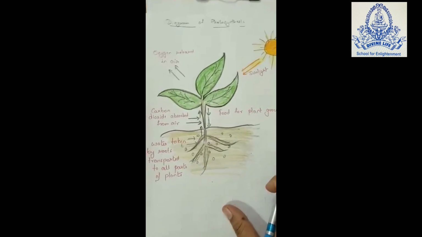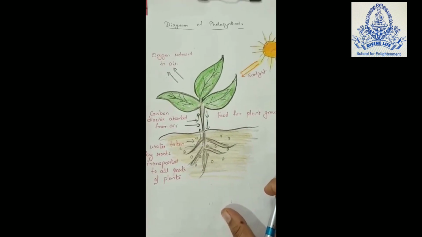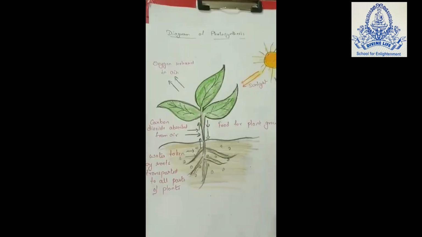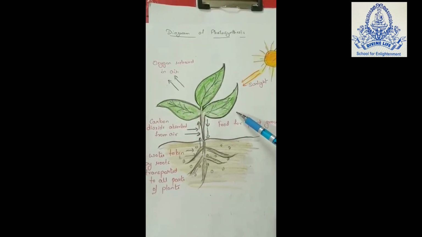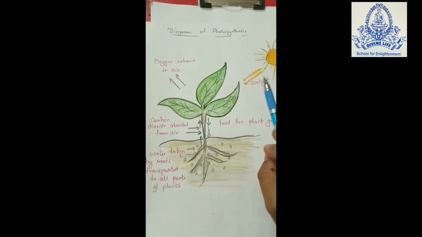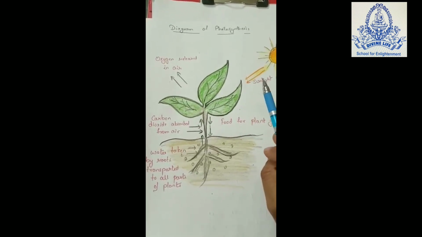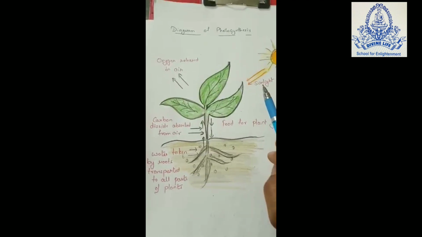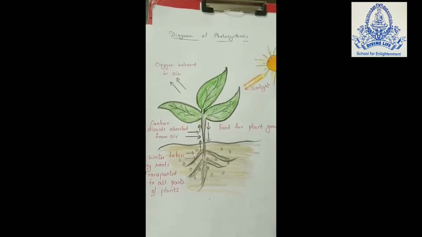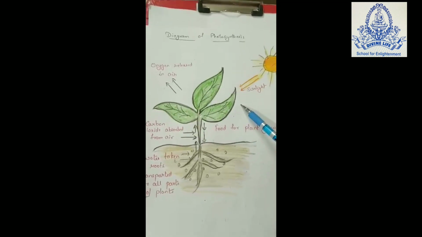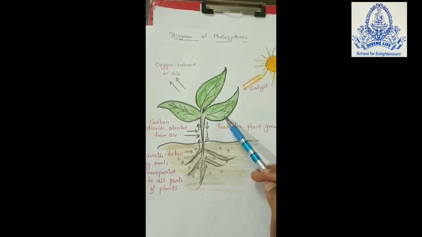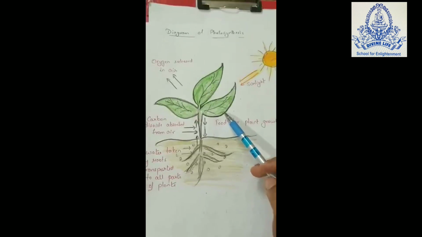We all know that photosynthesis is a process that is done to prepare food by the leaves. So photosynthesis, as we have said, involves four things. That is, four things are involved in the photosynthesis process: chlorophyll, water, carbon dioxide, and sunlight. The very first thing, sunlight, is received by the leaves of the plant from the sun. That is the main source of food for the plant.